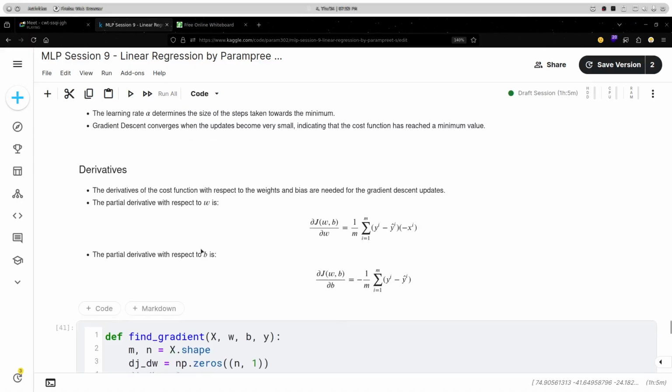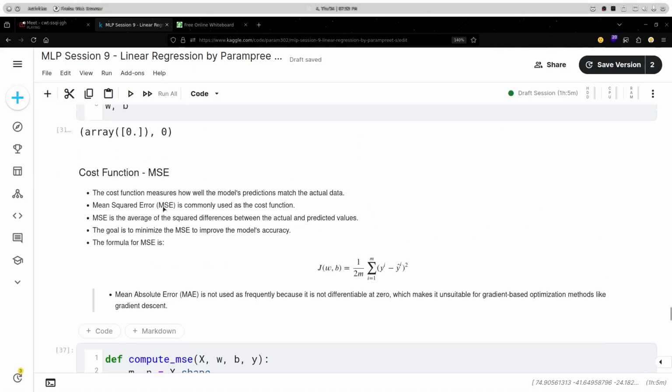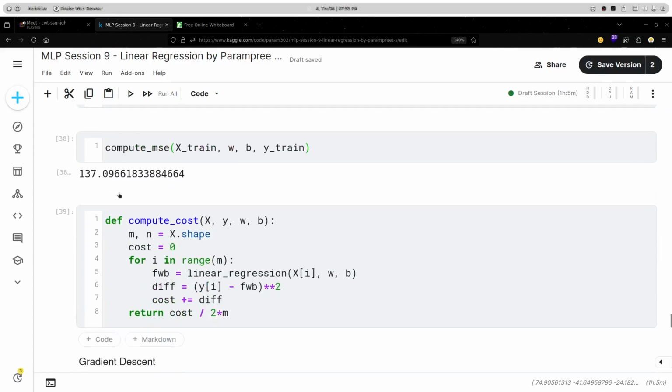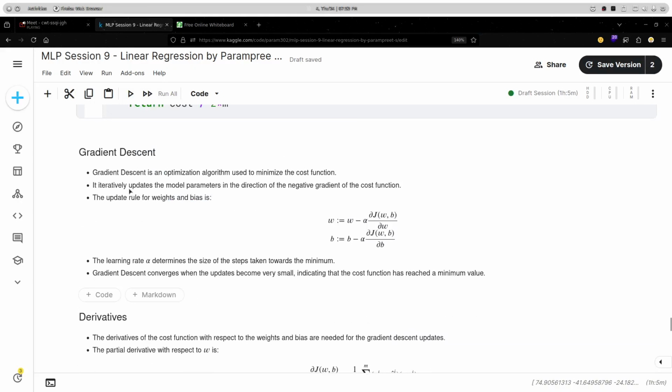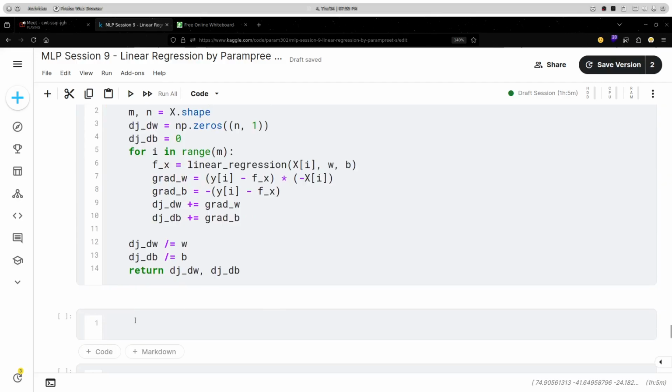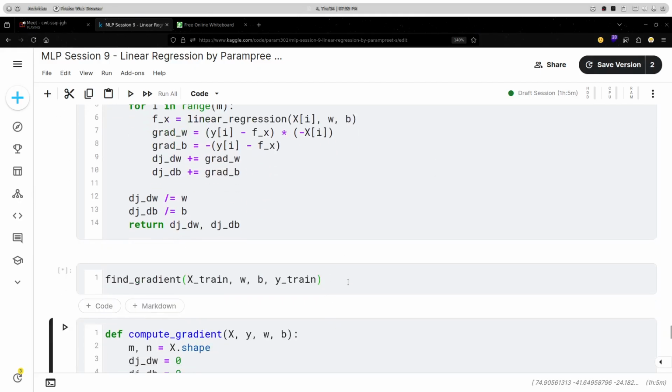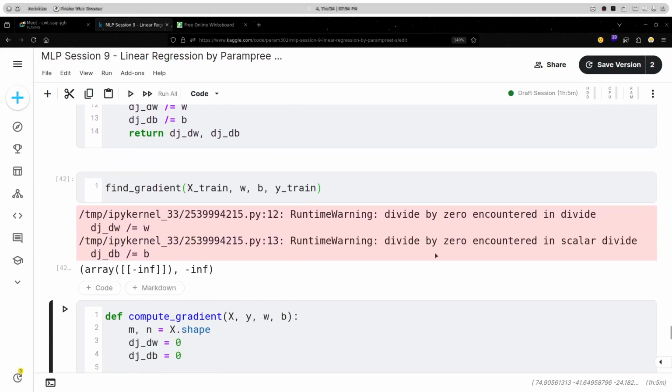Currently, for the zero W values where I got this mean square error, let me find the gradients for this respective W value. Find gradient, and I'll pass X train, W, B, and Y train, and it will find the gradient for me.